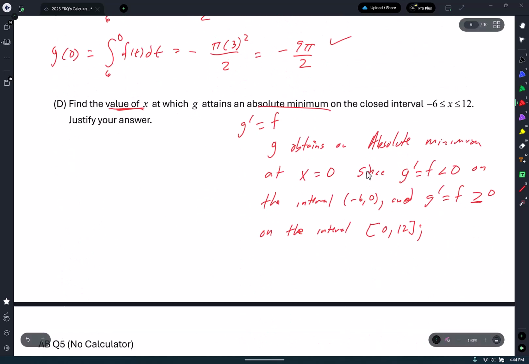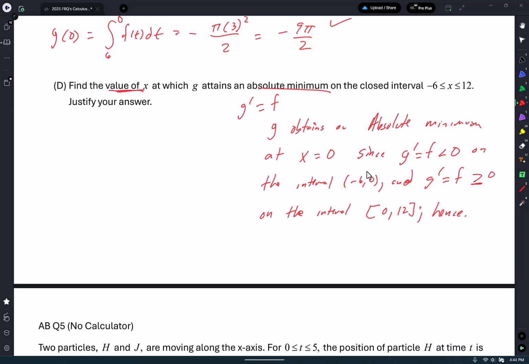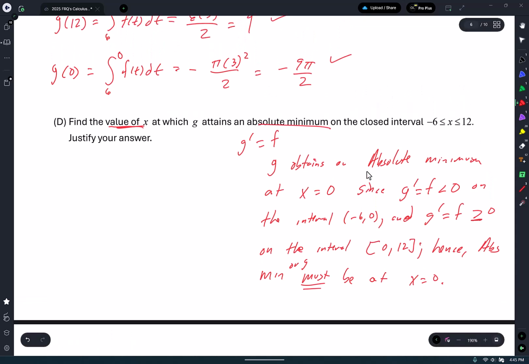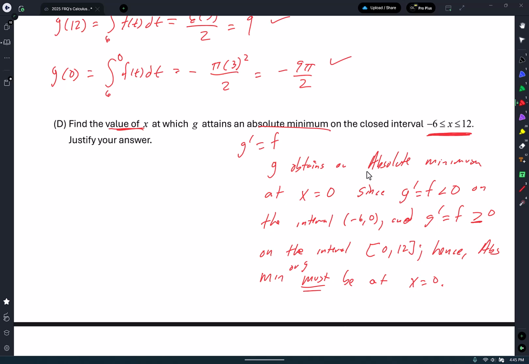Close. Semicolon. Hence, comma, absolute min on G must be at x equals 0. I like that route. But I've been preaching to my kids all year long that if you ever have a closed interval and they ask for absolute min, guys, do tables. So here's the table. If you wanted to go that route, you don't have to. I think this is good enough.